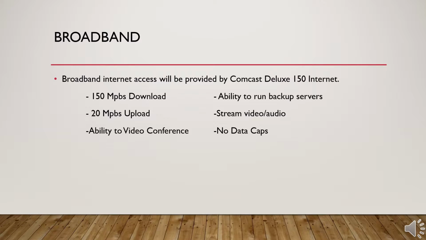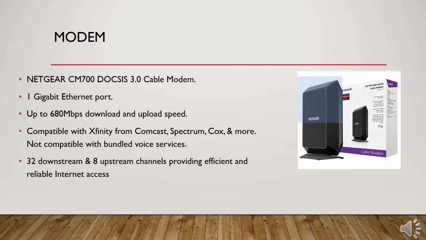Broadband internet access will be provided through Comcast. The Deluxe 150 broadband service package provides a 150 megabyte per second download rate, no data caps, and the ability to run backup servers if the need arises. Broadband service will be routed through a Netgear CM700 cable modem. This modem is compatible with Comcast service and provides 32 downstream channels. This 1 GB modem will easily handle the 150 MB per second service provided by Comcast.